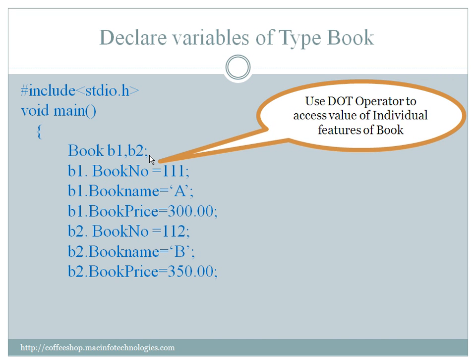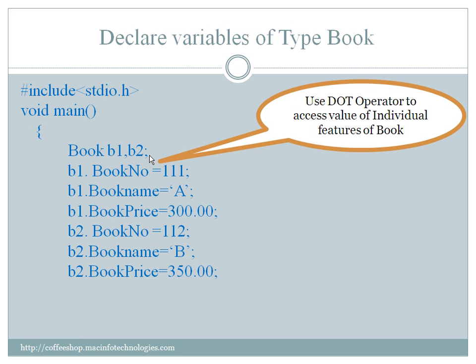and b2 dot book name is equal to a. Since we have declared it as a simple character variable, we can give only one character to it. We will see later how to give a character string so that we can give the complete name of the book. And b1 dot book price is 300. Similarly, for book b2, we can give book number is equal to 112. Book name, b2 dot book name is equal to b.